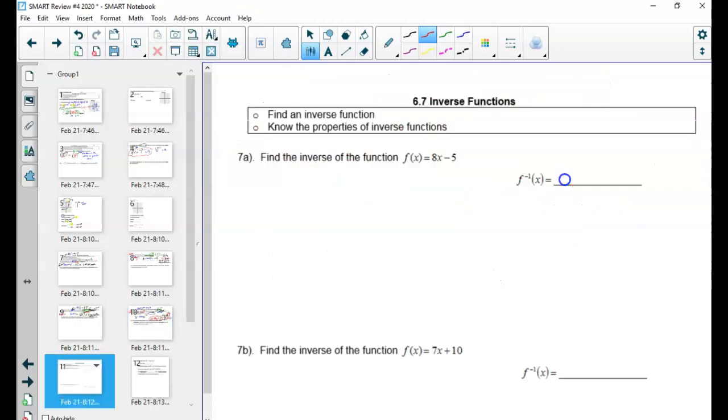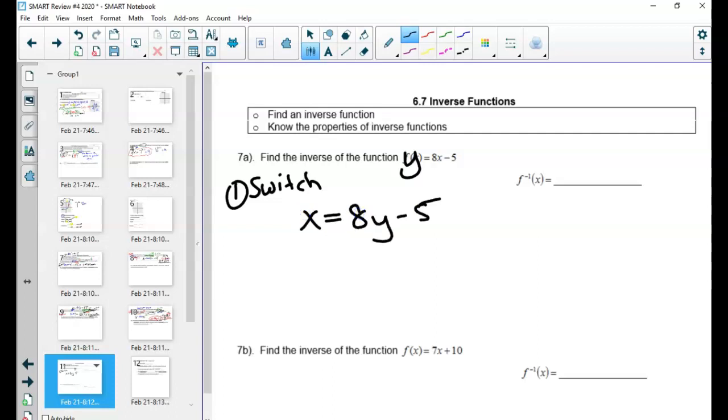All right, this is an old topic, but it's back because we need to see it again. So, inverse functions. There's a very simple way to find the inverses. First of all, you've got to remember that f of x is the same thing as y. So your first step is to switch the x and y around. So that becomes x equals 8y minus 5. And then your next step is to solve for y.